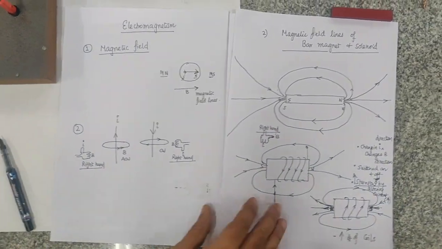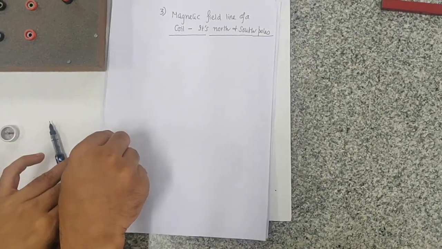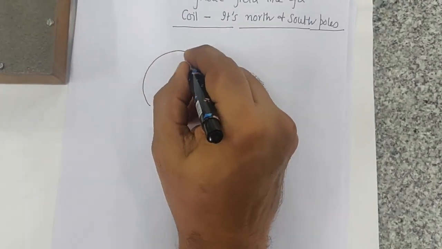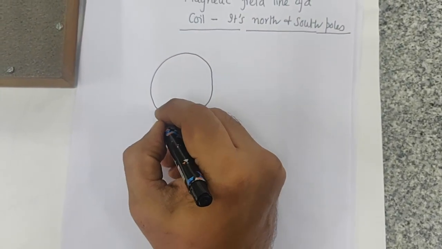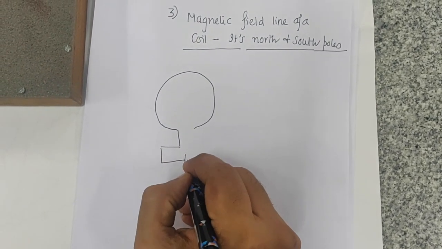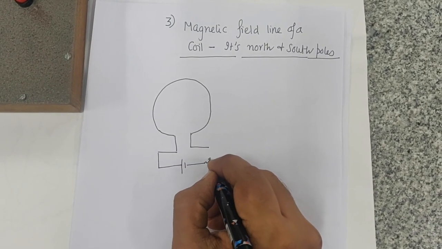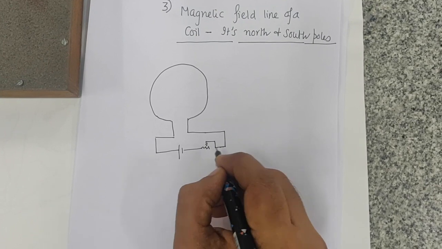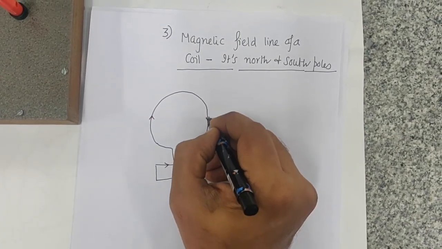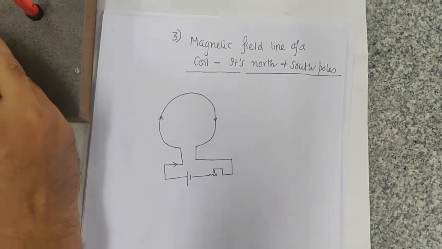In this video, we're going to combine both these concepts and try to find out the magnetic field lines of a coil. If you have a coil like this, how would the magnetic field lines be? We're going to deduce this from what we have learned in the previous two videos. This is a setup which passes current through the coil, and the coil can be something very similar to what you have seen here.